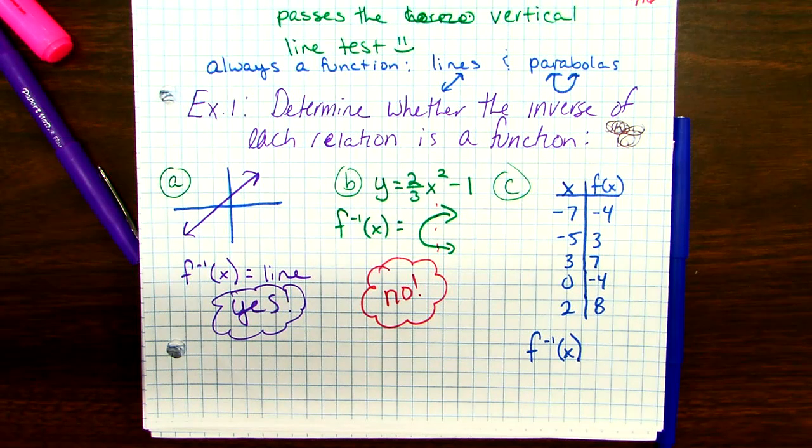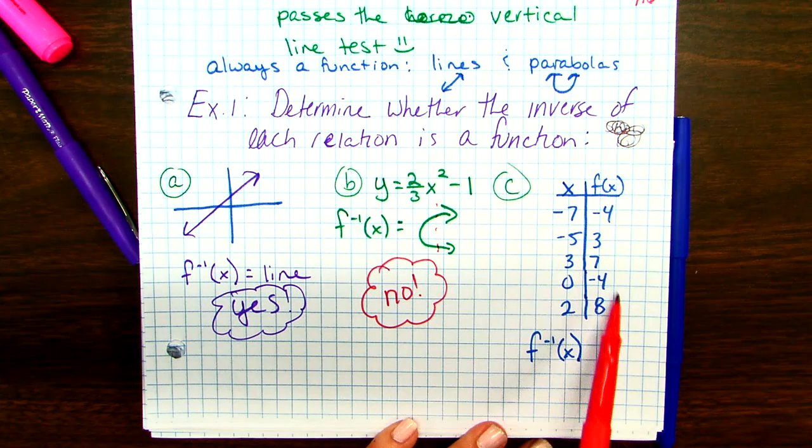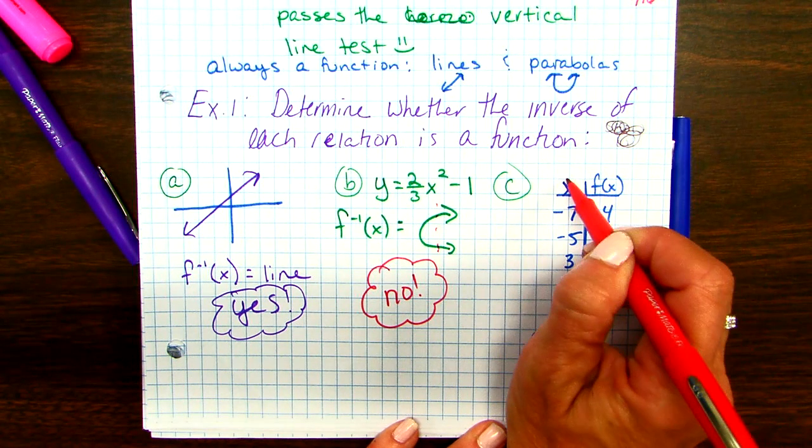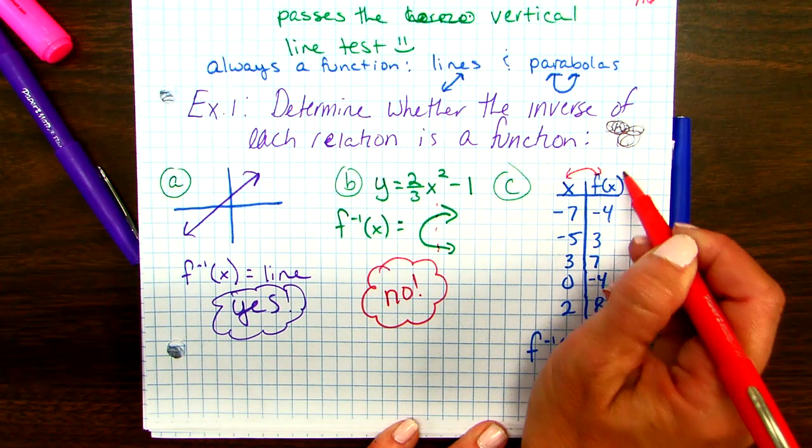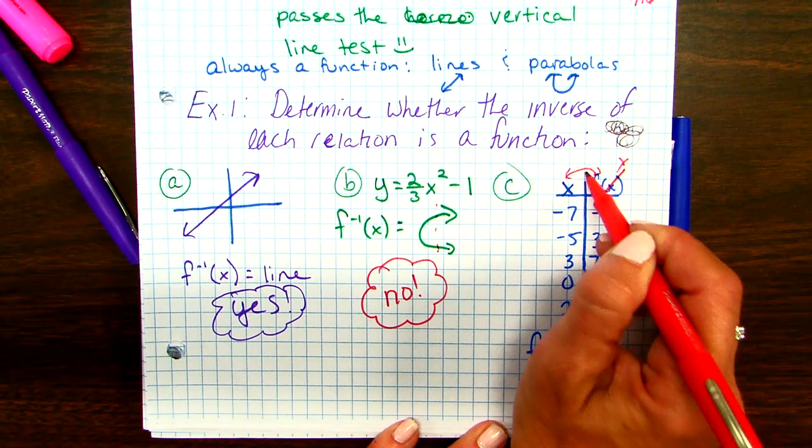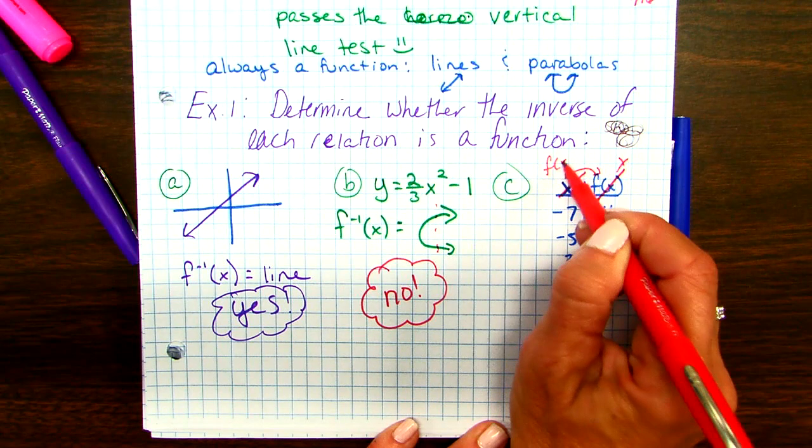Remember what the definition of a relation is? Switch the x and y's. So these we kind of went with like a picture, just kind of knowing some information about lines and parabolas. But look here. With this example, all we have to do is switch these places. In other words, call this x, call this f of x, also known as y.